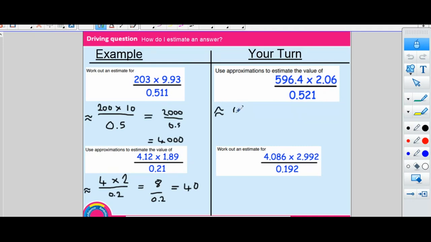Okay, so you should have 600 multiplied by 2 divided by 0.5, which is 1200 divided by 0.5, which is the same as 1200 multiplied by 2, which is equal to 2400.